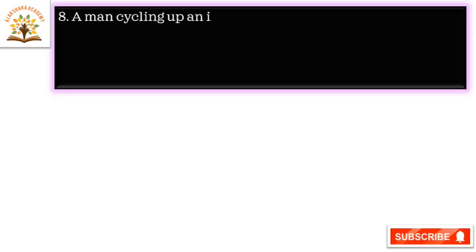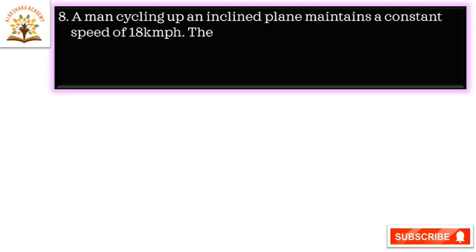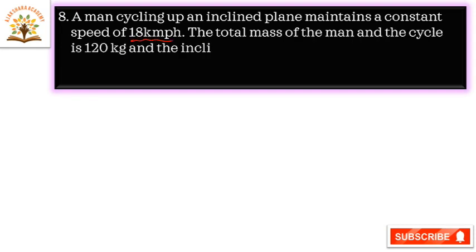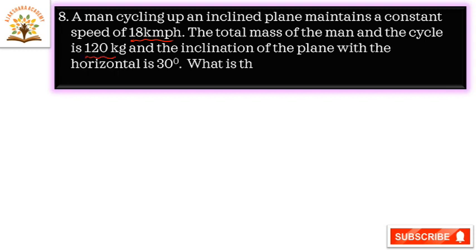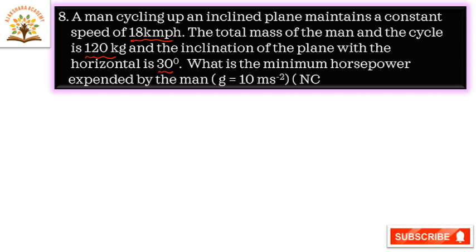A man cycling up an inclined plane maintains a constant speed of 18 km per hour. The total mass of the man and the cycle is 120 kg and the inclination of the plane with the horizontal is 30 degrees. What is the minimum horsepower expended by the man? Now here we have to calculate minimum horsepower. They given g as 10 meters per second square. Now let us go to the solution.